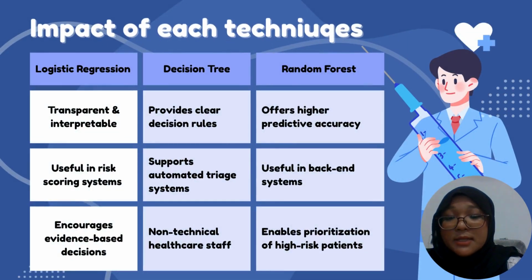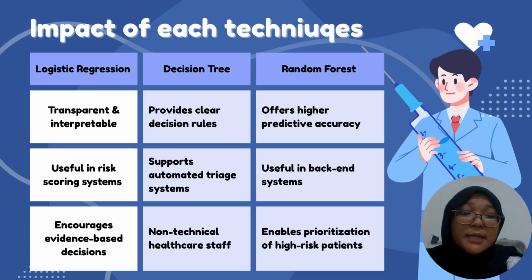For impact, logistic regression provides transparent results. Clinicians can easily explain why a patient is at risk. This supports evidence-based care and improves trust in predictions. Meanwhile, decision trees produce clear rule-based output, making them useful in automated triage tools or patient screening systems, especially where quick, transparent decisions are needed. Lastly, random forests deliver high accuracy, which is useful in hospital back-end systems for prioritizing patient care or allocating resources. Even though it is less interpretable, it is powerful for large-scale analysis.